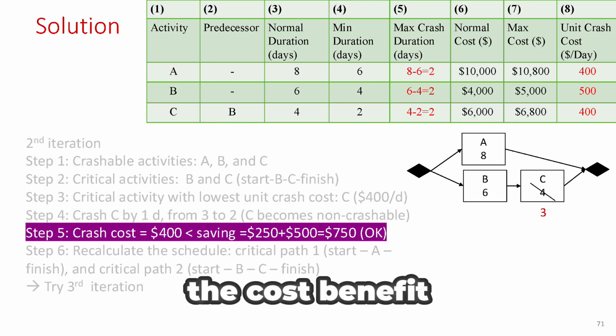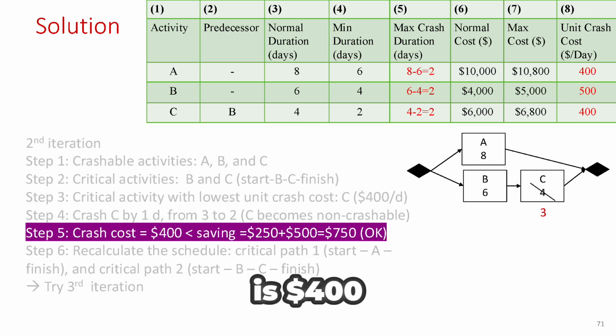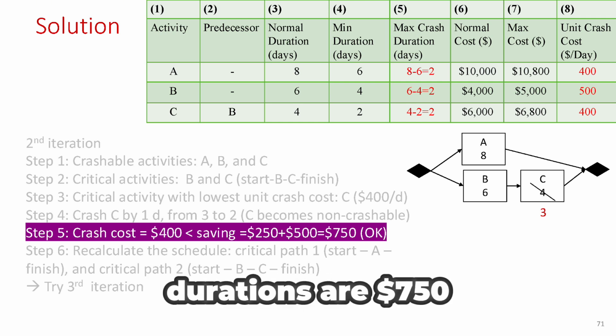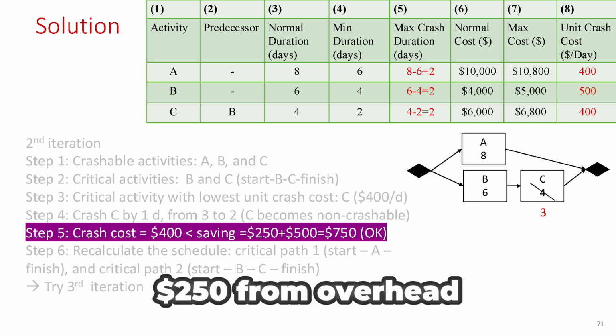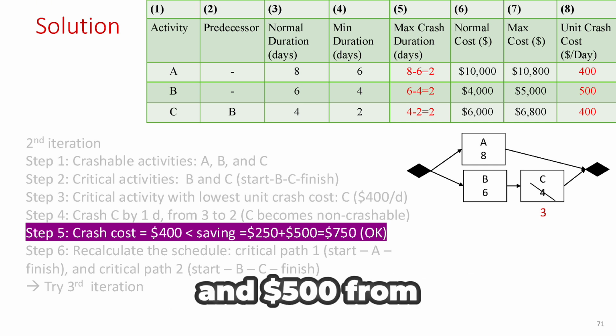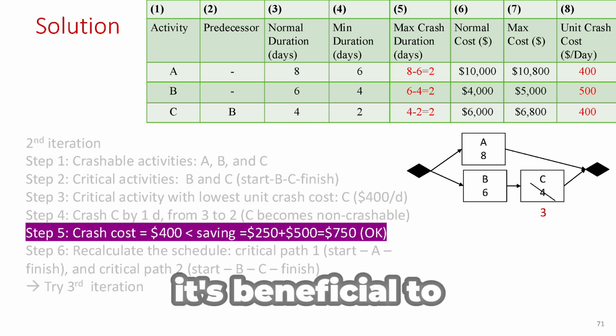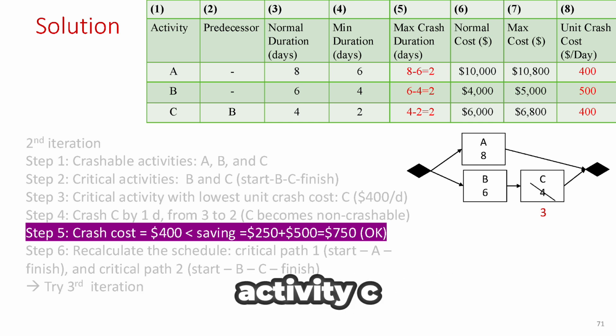We now calculate the cost-benefit analysis. The crash cost is $400, while the savings from reducing activity B and C's durations are $750, $250 from overhead, and $500 from liquidated damages. Since the savings exceed the crash cost, it's beneficial to proceed with crashing activity C. With this decision, we move on to next step.